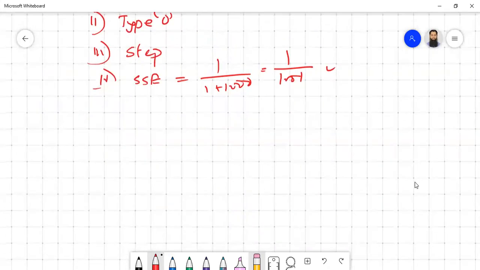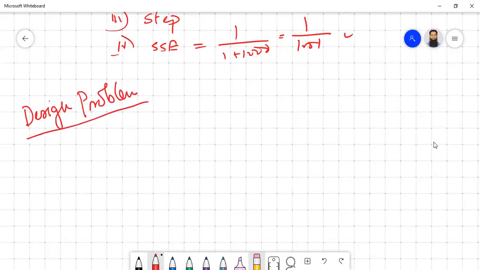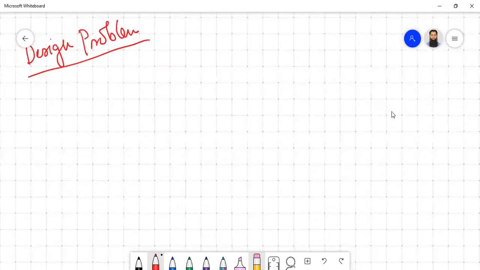Very simple idea. Now next is example 7.6. This is a design problem, basically. So how can we take advantage of this error calculation to design our system? Okay. So we have a system something like this, R of s.